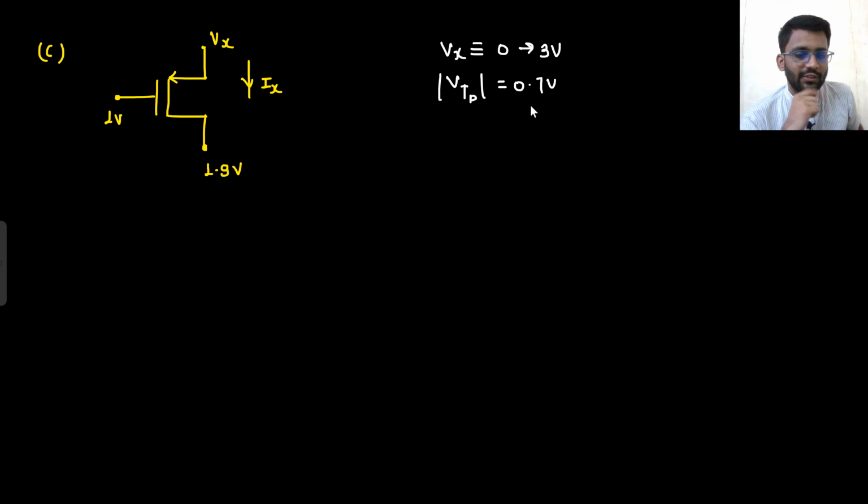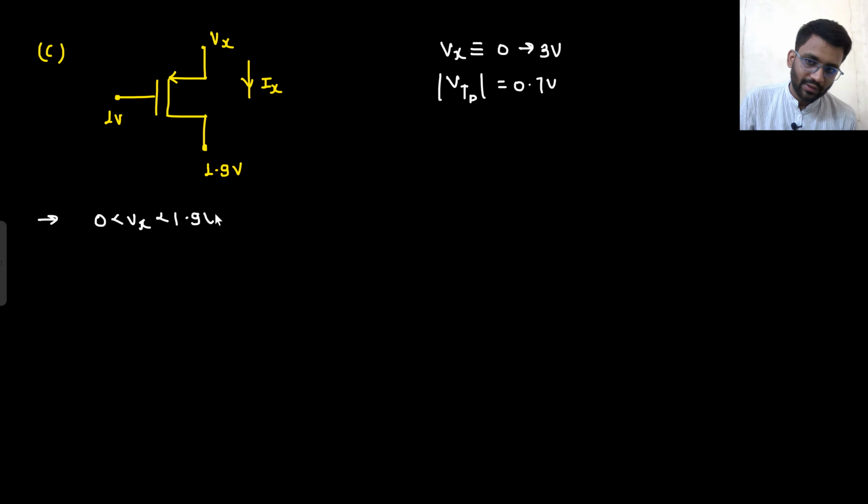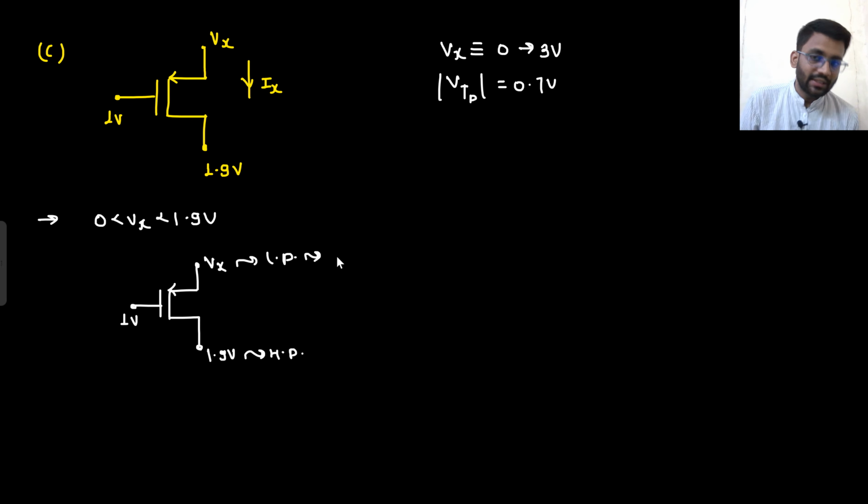In case of PMOS, which is at higher potential? Source is at higher potential, right? So what do you see for Vx equals 0 to 1.9 volt? This is 1 volt, this is Vx, and this is 1.9 volt. This will be at higher potential, and this will be at lower potential. If it is at lower potential, in case of PMOS, it will be drain. And since this is at higher potential, this will be source.